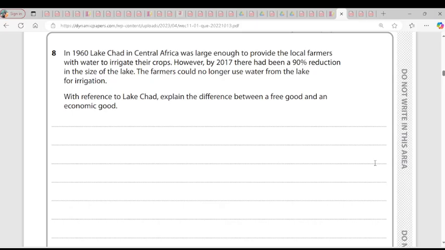You know what irrigation is? Irrigation means you are transferring water from where you have it in abundance to a desert. Yeah, that is what irrigation is about. So with reference to Lake Chad, explain the difference between free good and economic good.